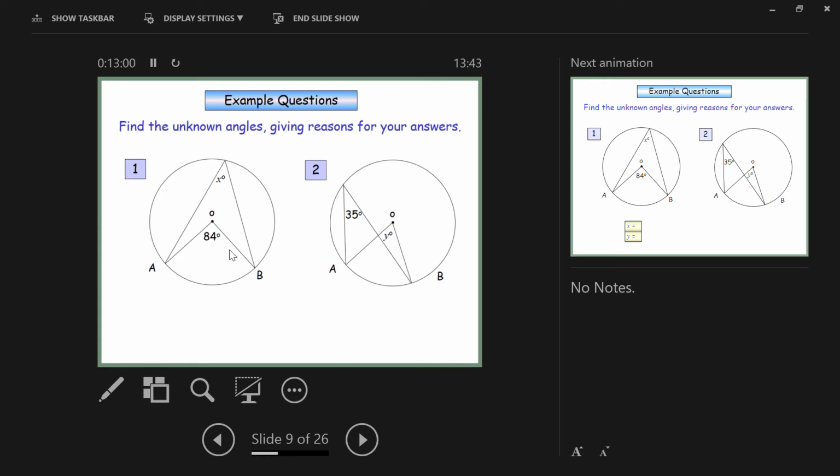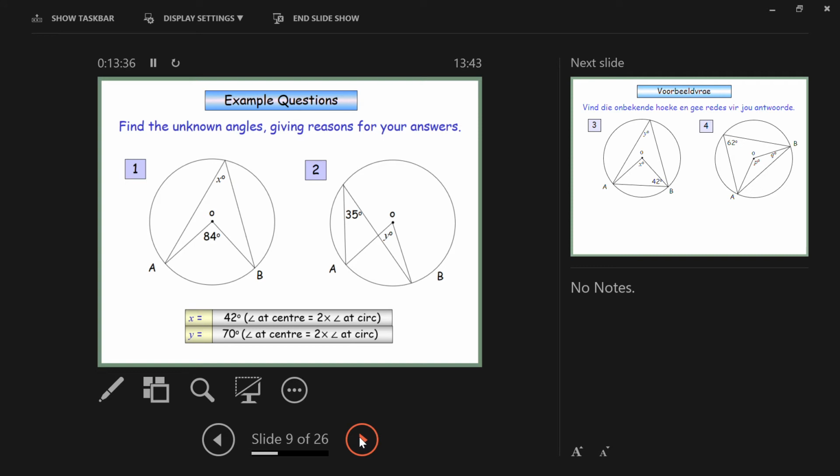Okay, kom ons kyk gou-gou by nommer 1. As hierdie 84 is, wat gaan X wees? Helfte van dit, nee. Meaning 42. My reason will be angle at the center is equal to 2 times the angle at the circumference. Goed, kom ons kyk gou na nommer 2. Wat gaan Y wees? My middelpuntshoek is daai Y, wat ek nie weet nie. En my omtrekshoek is 35. But midpoint angle is 2 times the circumference angle, meaning 2 times the 35. And that's how we get 70. The reason stays the same.